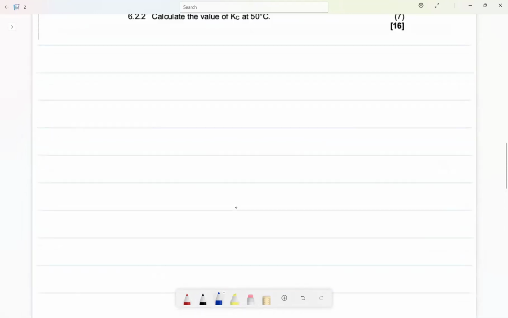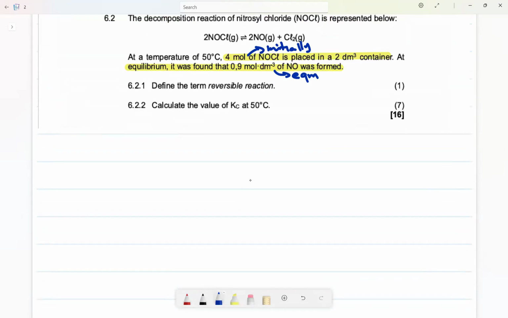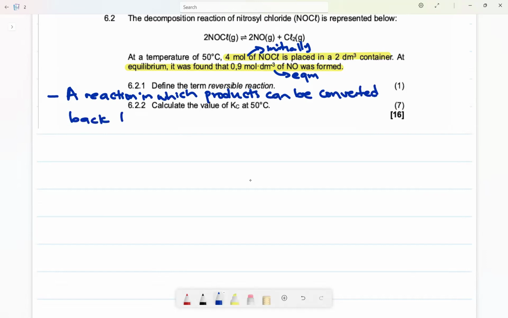So now define reversible reaction. Remember, I said it's going to be important to know the definitions. A reversible reaction is a reaction in which products can be converted back to reactants. Not vice versa. One or nothing. We cannot accept when you say a reaction in which reactants can be converted back to products. That one will be straight wrong.